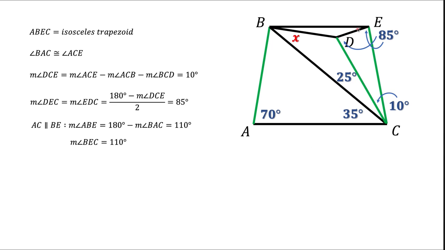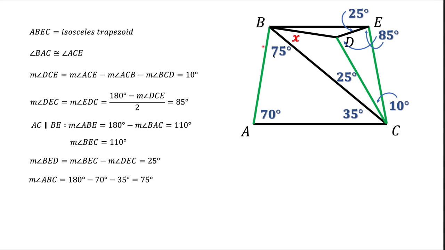And since this big angle E in trapezoid BEC is 110 degrees, and this angle right here DEC is 85 degrees, it means that the small angle right here BED should be 25 degrees. Now if we look at the triangle ABC, we know 2 out of 3 angles, so we can calculate the third one. It's going to be 75 degrees.